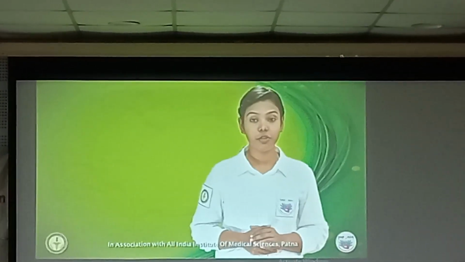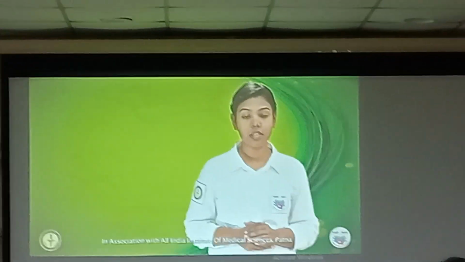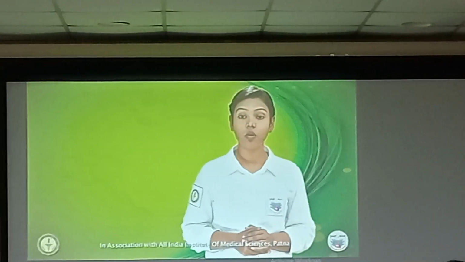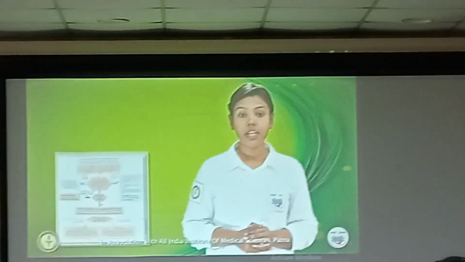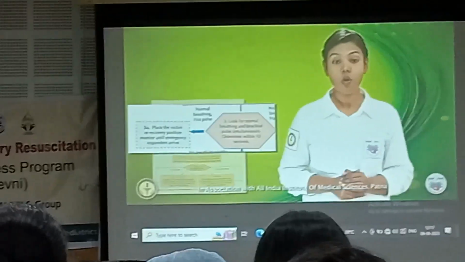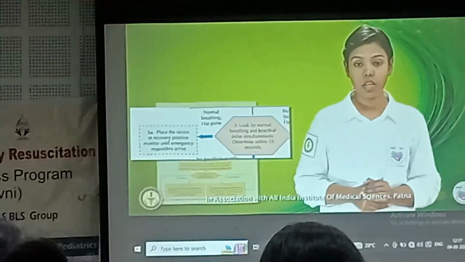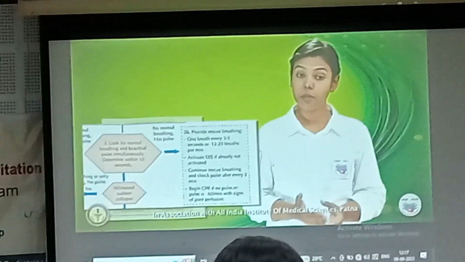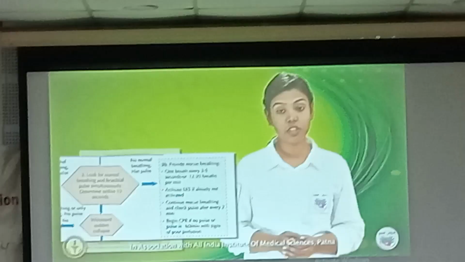Breathing and pulse check should not take more than 10 seconds. Next action will depend on the victim's situation. If breathing is normal and pulse is present, monitor the victim till emergency help arrives or the victim is taken to the hospital. If there is no normal breathing but pulse is present, provide rescue breaths.